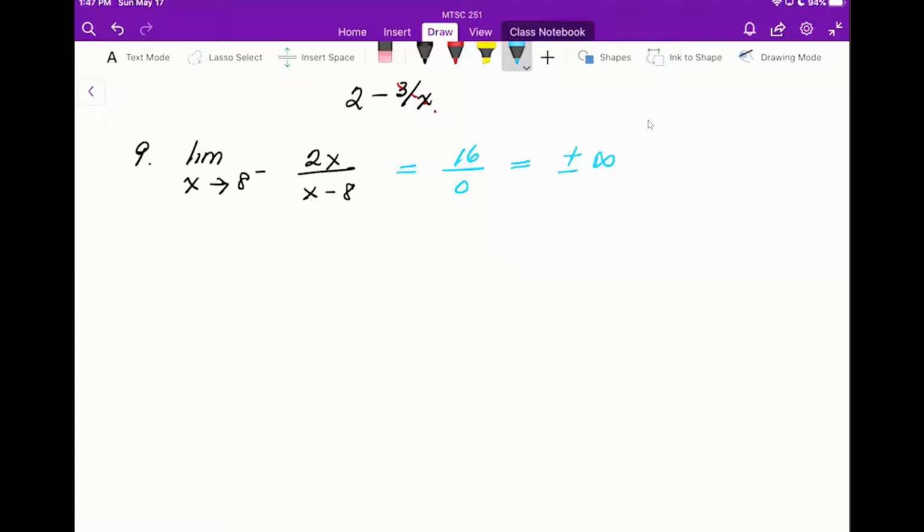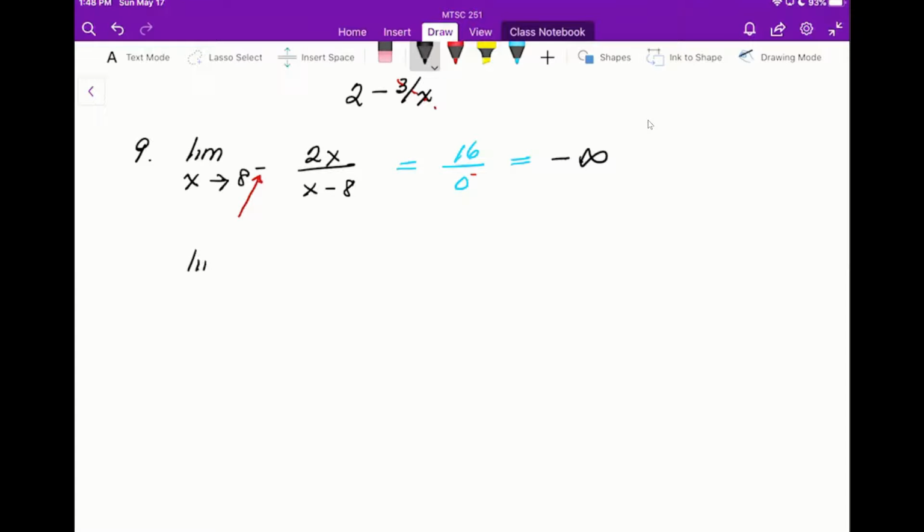So as we're looking at this, because we have 8 from the left, not negative 8, these numbers are a little bit smaller than 8. So since those numbers are a little bit smaller than 8, then this x minus 8 is a little bit smaller than 0. So technically, this is a little bit smaller than 0, and something a little bit smaller than 0 is negative. So we can now say this answer is negative infinity.